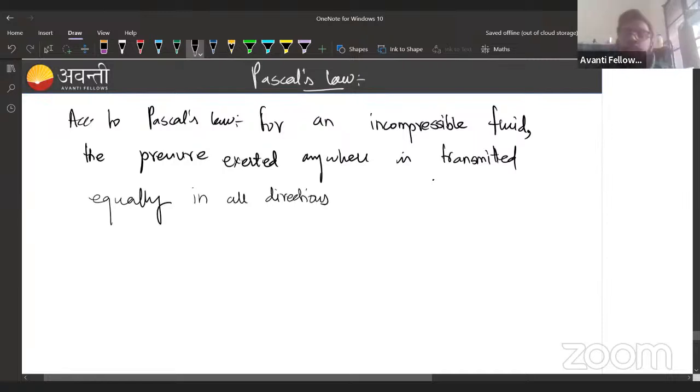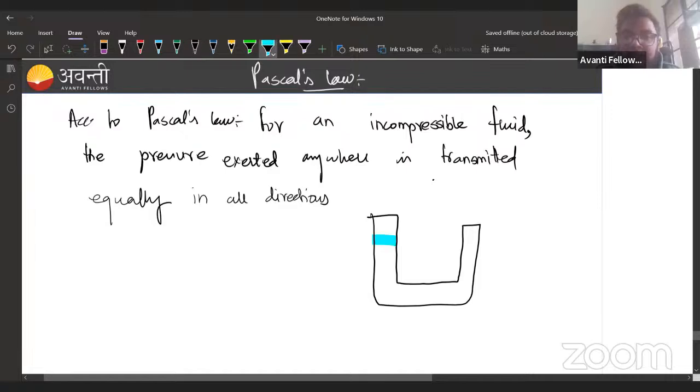Now, for example, let me take an example of the well-known U-shaped tube, right? I'm taking a liquid in this. Let me fill the liquid inside this U-shaped tube. If I apply pressure in this direction, let's say P1, then the pressure in this direction will also be equal to P1. As simple as that. The pressure in the whole fluid will be equal, right?